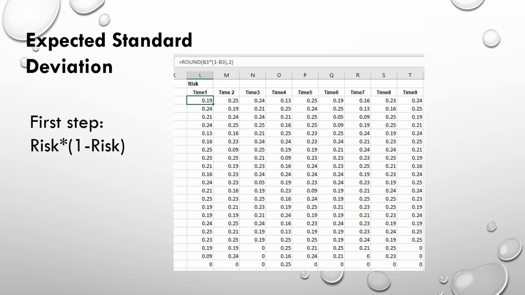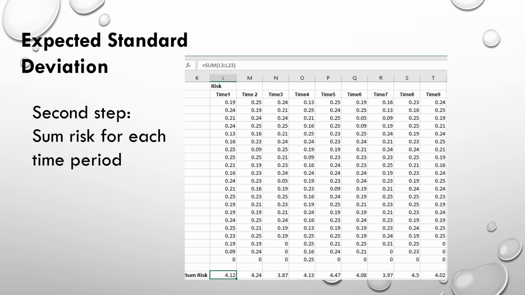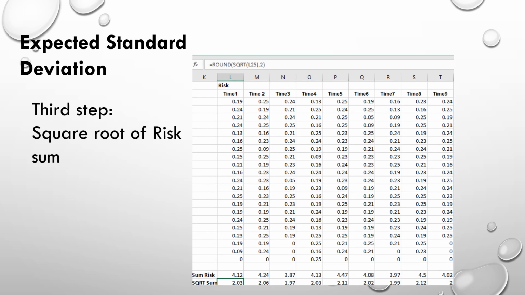The next step is to calculate the expected standard deviation. This expected standard deviation will be calculated in 3 steps. The first step is to calculate the risk times 1 minus risk for each individual case in each time period. The second step is to sum these values for each time period. The third step is to take the square root of the sum.